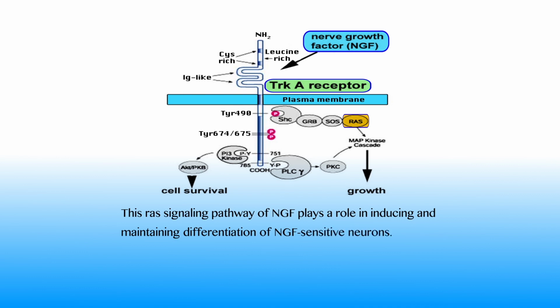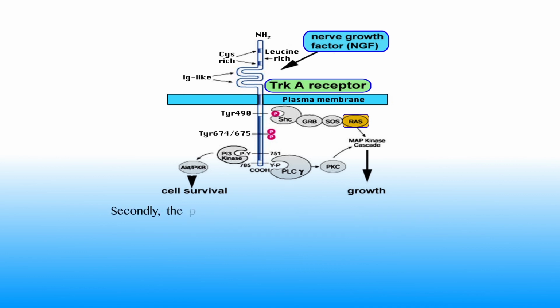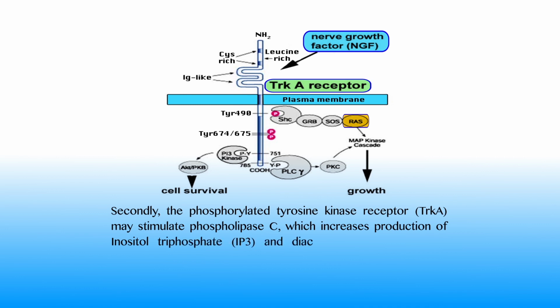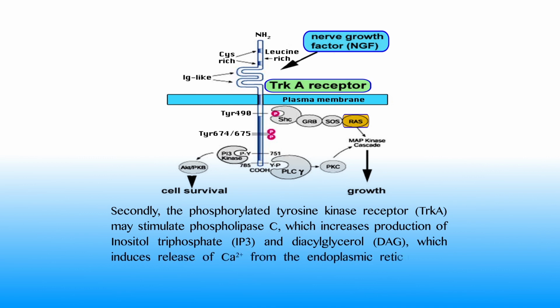sensitive neurons. Secondly, the phosphorylated tyrosine kinase receptor TRKA may stimulate phospholipase C, which increases production of inositol triphosphate and diacylglycerol, which induces release of calcium ions from the endoplasmic reticulum or activates protein kinase C respectively.